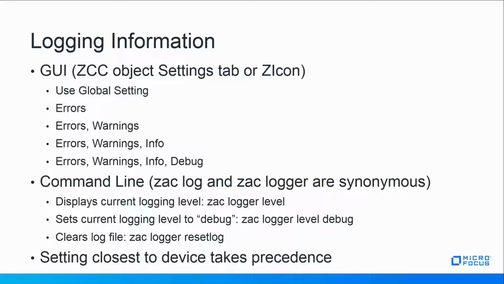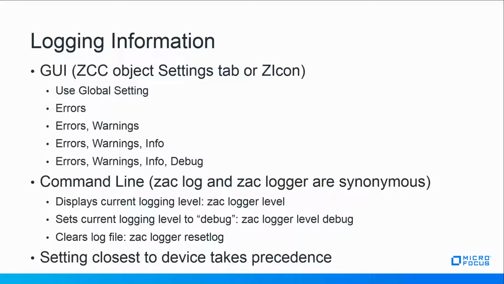You can run a command line to set these levels as well. To display the current logging level, the command would be ZAC logger level. To set the current logging level to, let's say, debug, it would be ZAC logger level debug. And then to reset the log file itself is ZAC logger reset log.